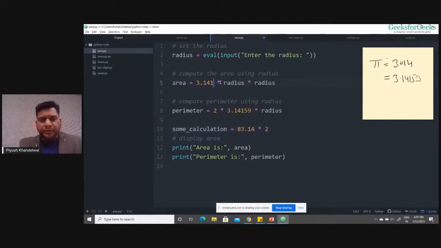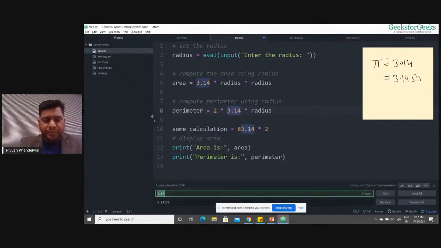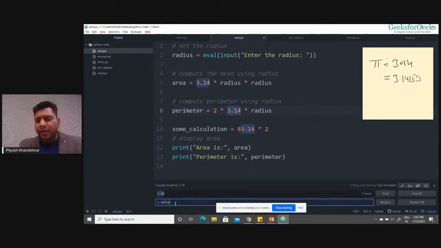Right? You were using the value of pi, 3.14, in certain calculations like this. Now if you wanted to replace 3.14, suppose this value of pi was used at 100 places, and you were trying to replace it with the help of find and replace, what you will do is replace 3.14 with 3.14159.